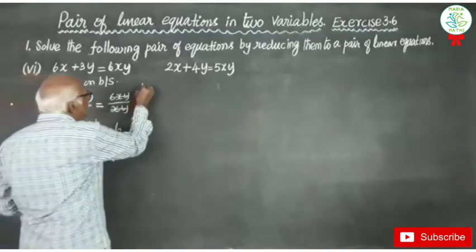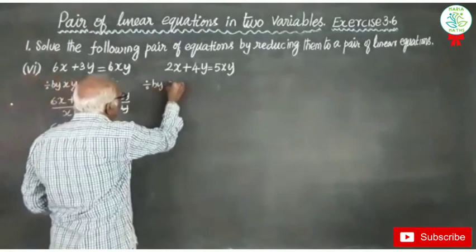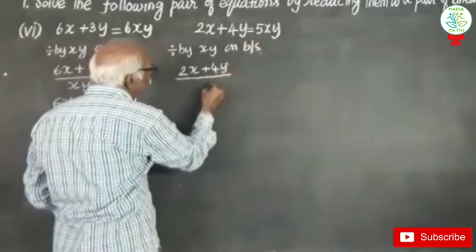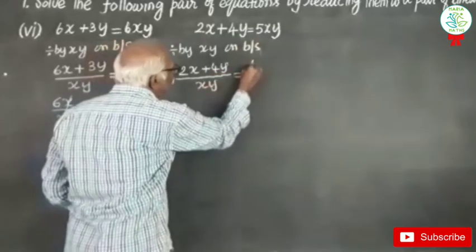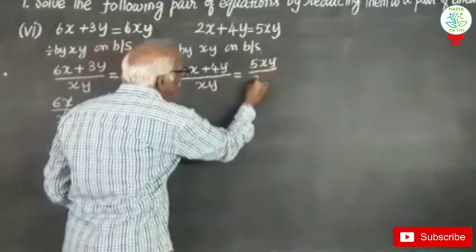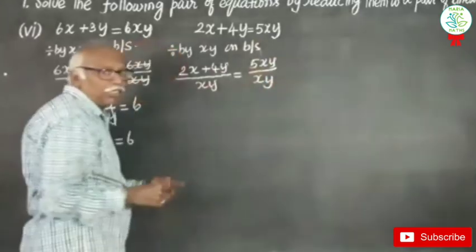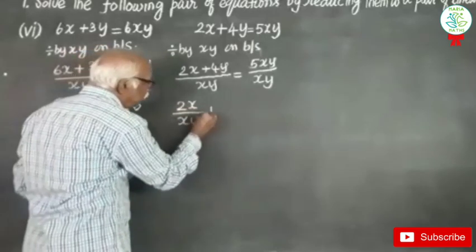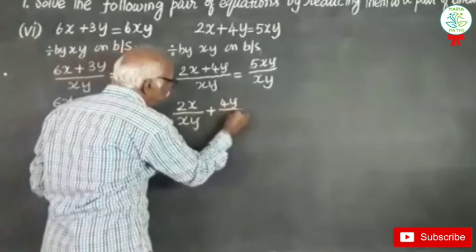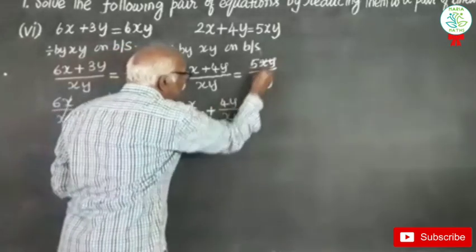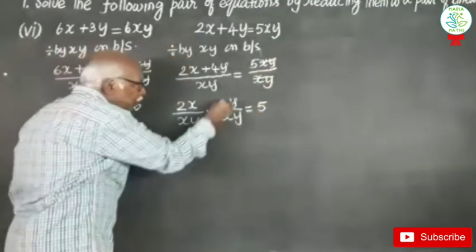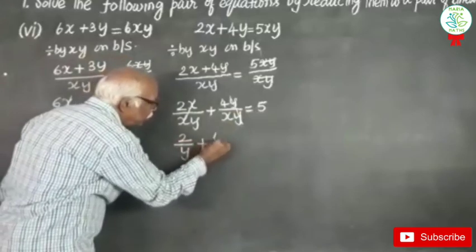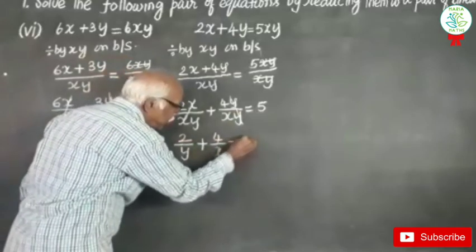Here also, dividing by xy on both sides: (2x plus 4y) by xy equal to 5xy by xy. Now split into two fractions: 2x by xy plus 4y by xy equal to 5, xy cancels. Y cancels, x cancels, 2 by y plus 4 by x is equal to 5.